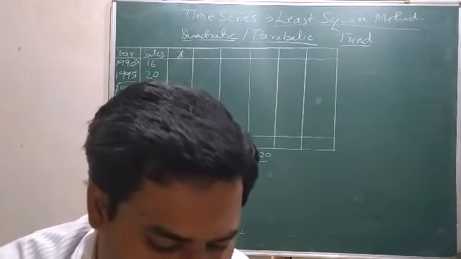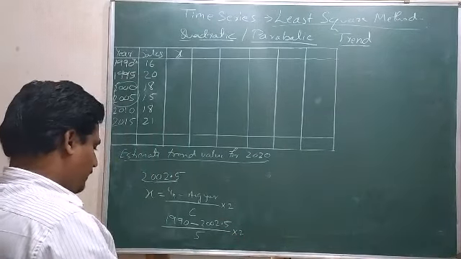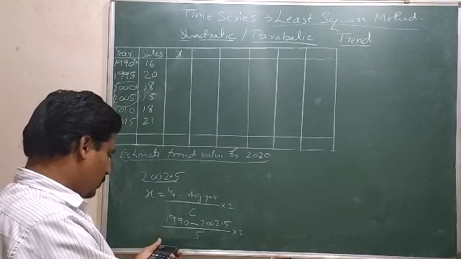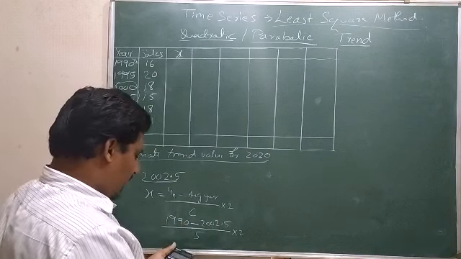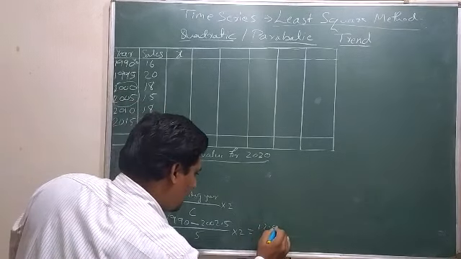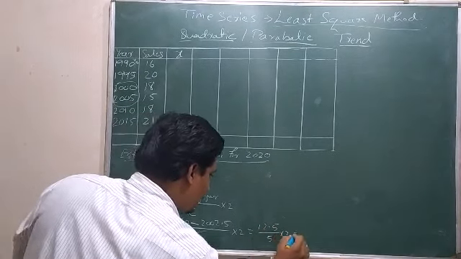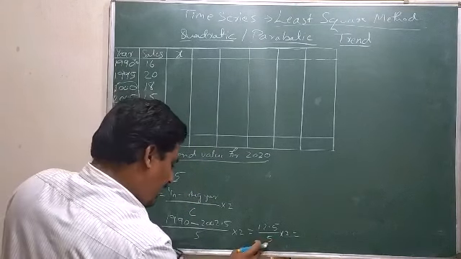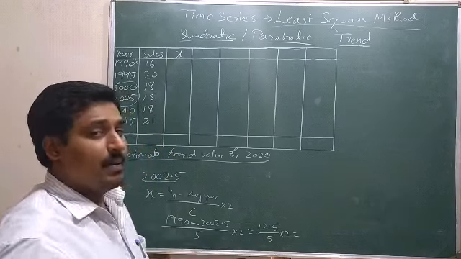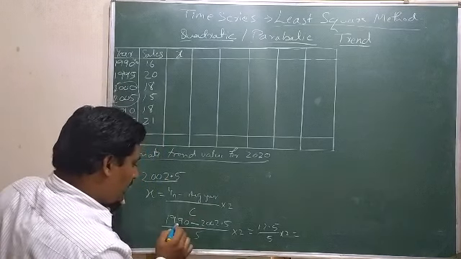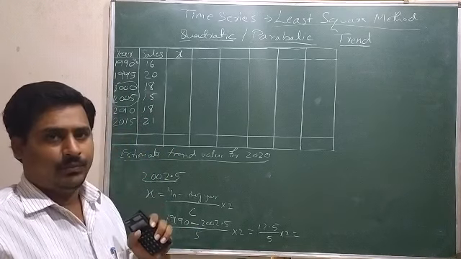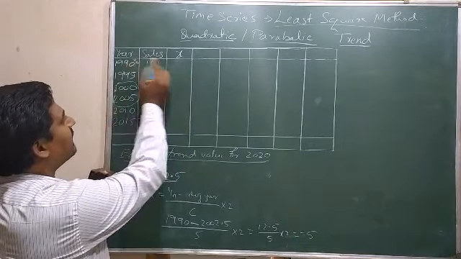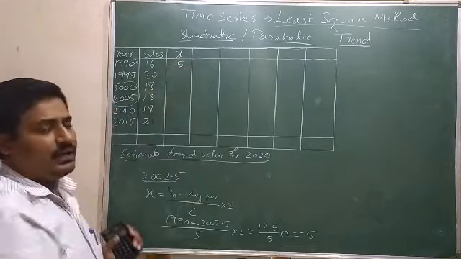The answer will be 1990 minus 2002.5, which is minus 12.5. Minus 12.5 into 2 is minus 25, divided by 5, we get minus 5. So the x value for the year 1990 is minus 5.